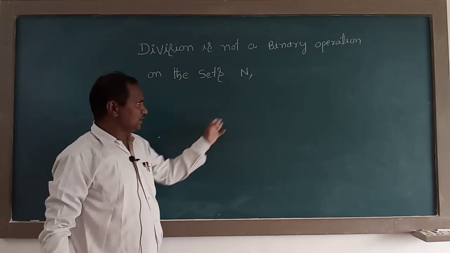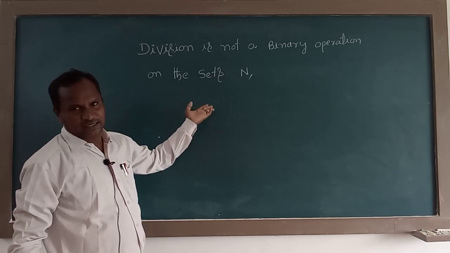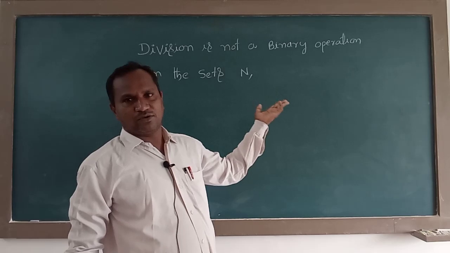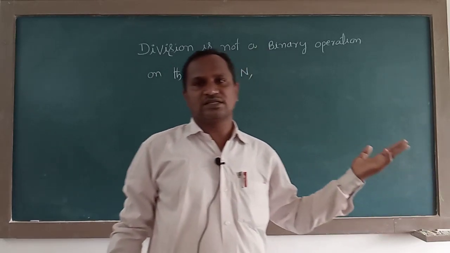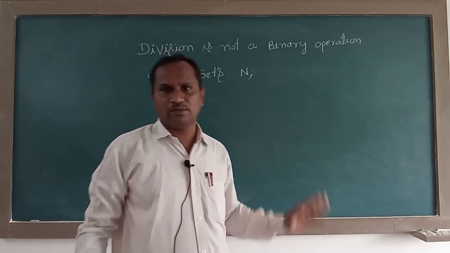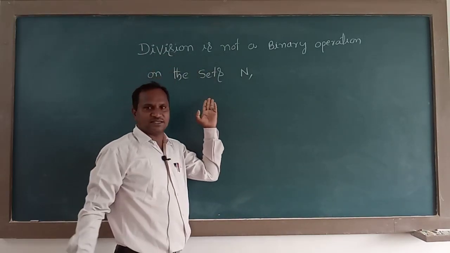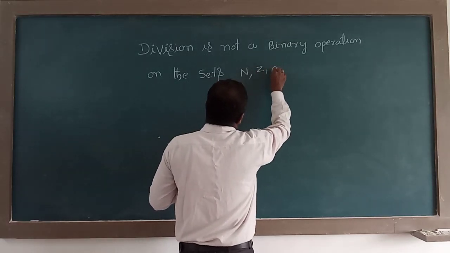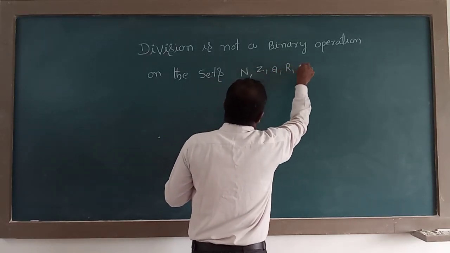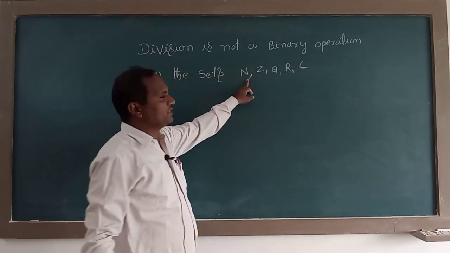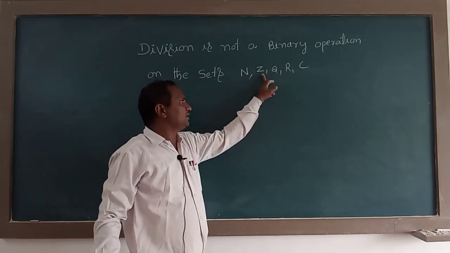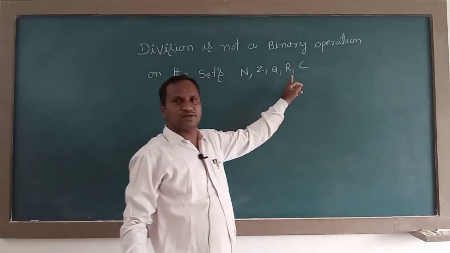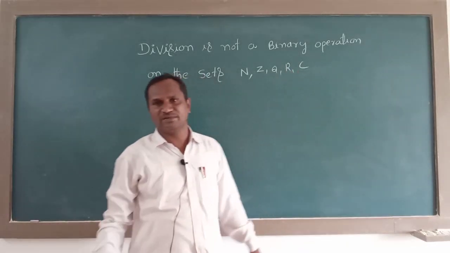At the starting time I told that on the set of all natural numbers, addition and multiplication are the only binary operations, but subtraction and division are not. I am writing once again here N, Z, Q, R and C. N means the set of all natural numbers, Z means the set of all integers, Q means the set of rational numbers, R means the set of all real numbers, and C means the set of all complex numbers.